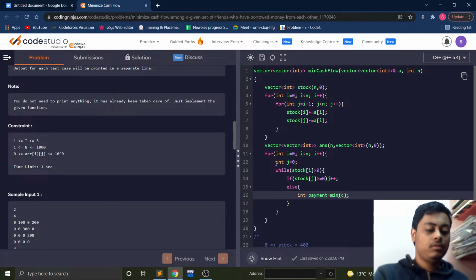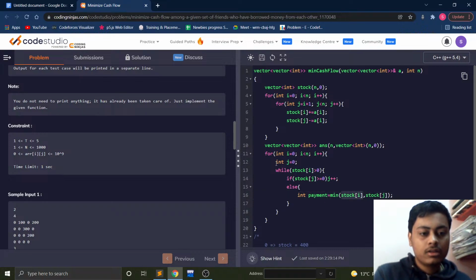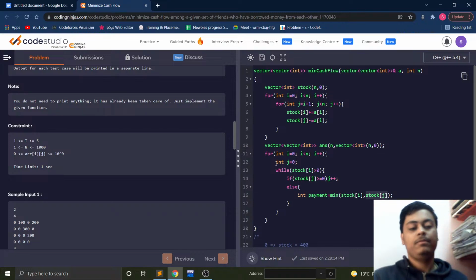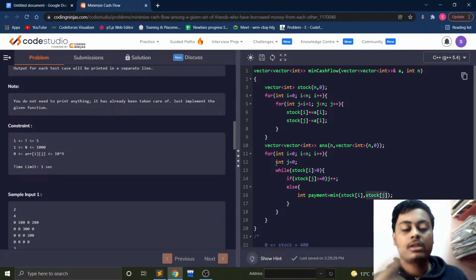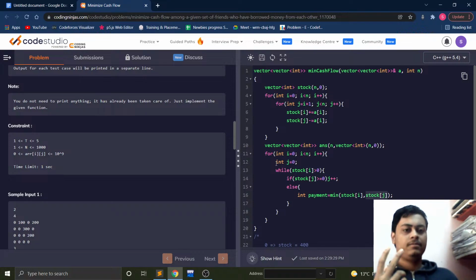Minimum of stock of I and stock of j, I think, because stock of I is how much he can give, and stock of j is how much he wants to take. If he wants to give 500 but he can take only 200, then the payment will be 200, and vice versa. If he has to give only 200 but he has to take 500, he will give only 200 and the rest 300 will be given by someone else.